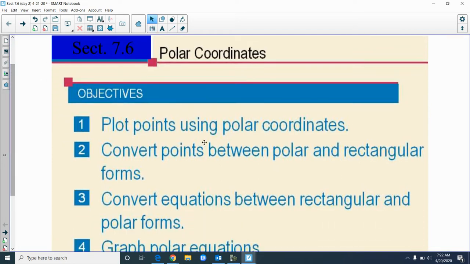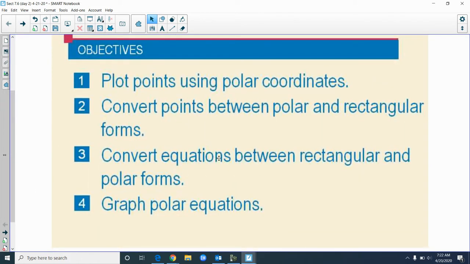Yesterday we plotted polar coordinates, which was something totally different, and then we converted between polar and rectangular. We are not going to worry about converting equations. We are not doing that. And then today, we're going to graph polar equations, which I think are super cool. But that's just me. But let's go through that and kind of explain some things here.